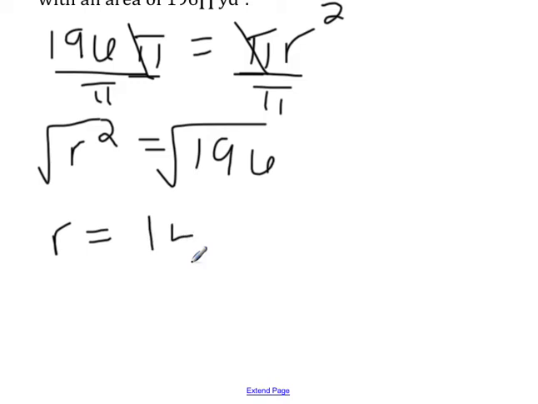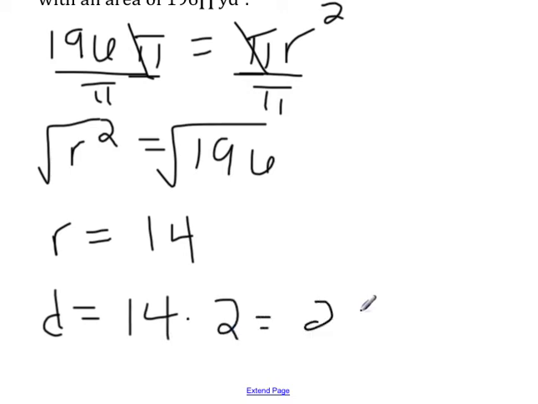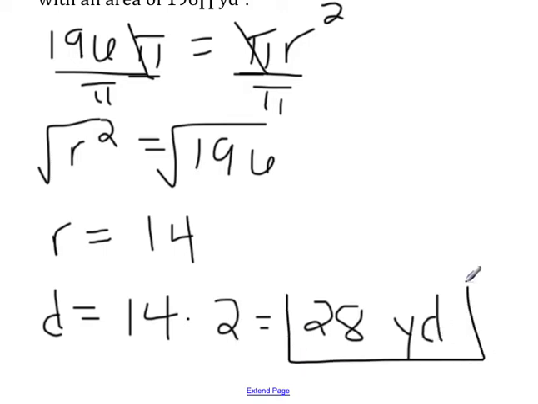Now we want to find the diameter. To get the diameter, we're going to take the radius and multiply it by 2. So our diameter is equal to 14 times 2. Multiply that together and you get 28. I noticed that for area, my label was yards squared, so then my diameter is just simply going to be in yards. So the diameter of that circle is 28 yards.